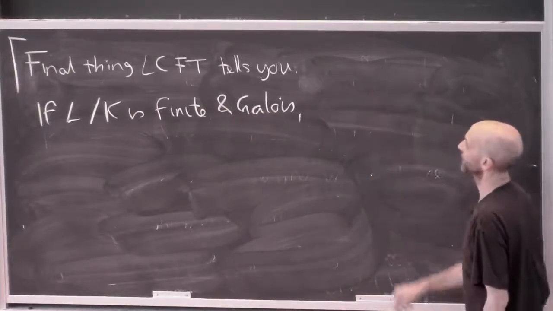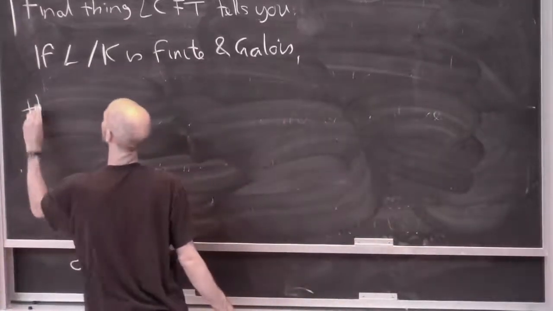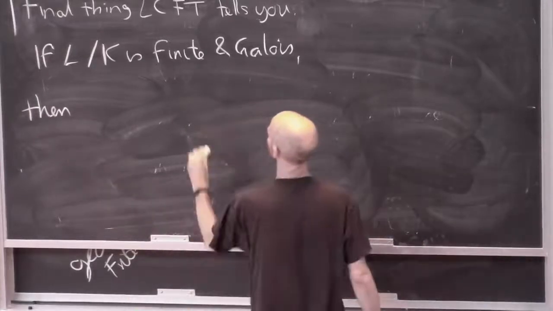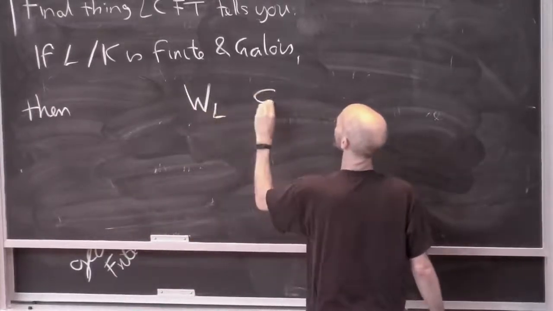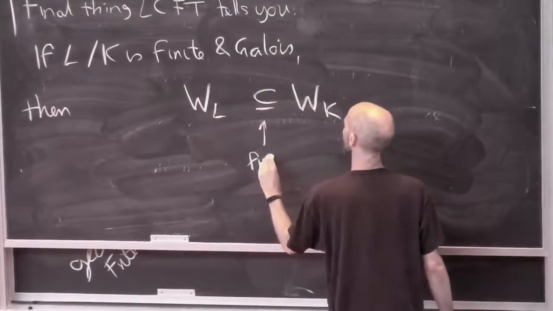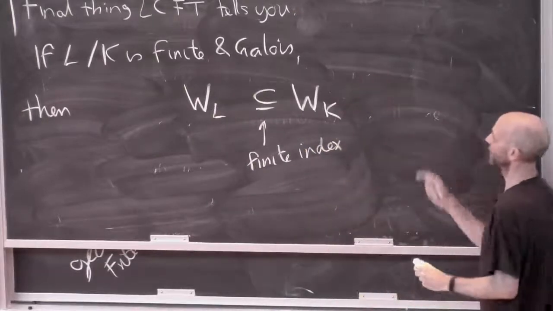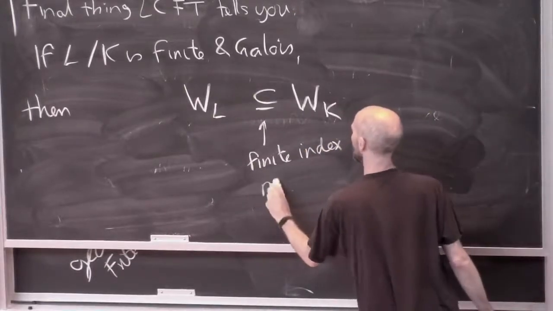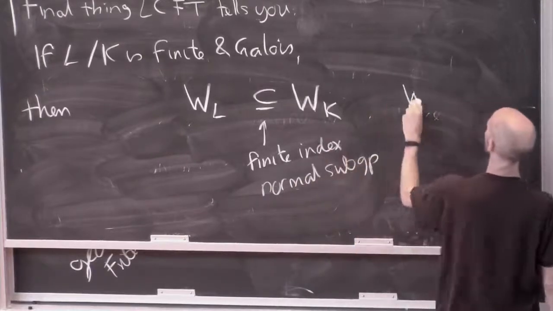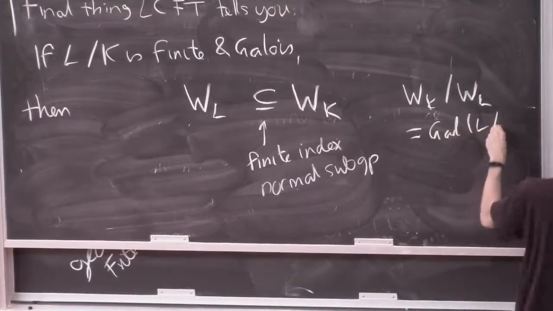If L over K is finite Galois, then we've seen that WL lives in WK, and this is finite index. Since L over K is finite Galois, this is normal as well. This is a normal subgroup. And the quotient, of course, WK over WL is just canonically Gal(L/K).